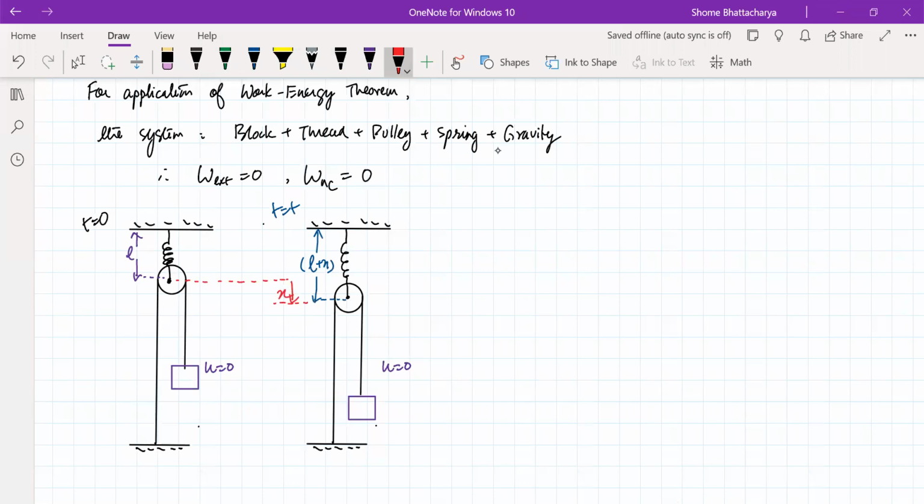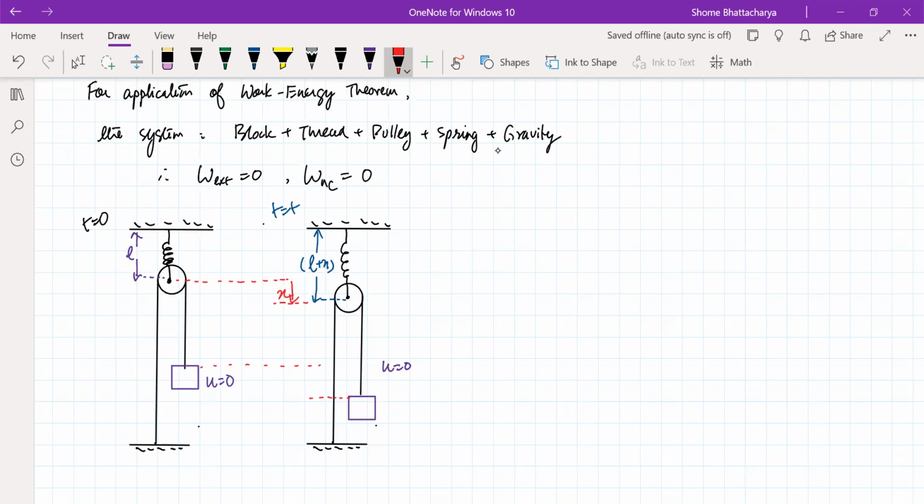Okay. So as a result of that, what we'll also understand is that the block would have made a displacement of 2x. Okay, that is the important thing to understand here. So how do we know that? We will know that by just considering thread length.